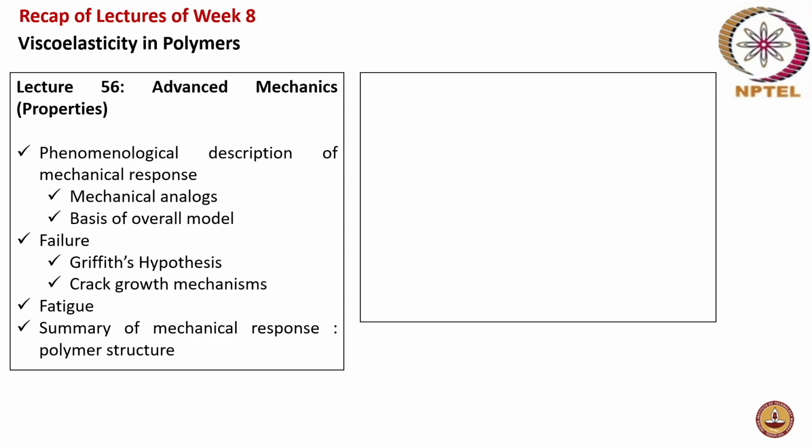Okay, mechanical analogs are nothing but like your resistors and all in electrical analogs, you could imagine, right. Similarly, for mechanical behavior also you have a mechanical analog. Okay, and then the concept of failure in materials was discussed. Here, Griffith's hypothesis was discussed in detail, and then different crack growth mechanisms. So, what are the crack growth mechanisms in case of thermoplastics and in case of thermosets? What are the crack growth mechanisms in case of rubbers?